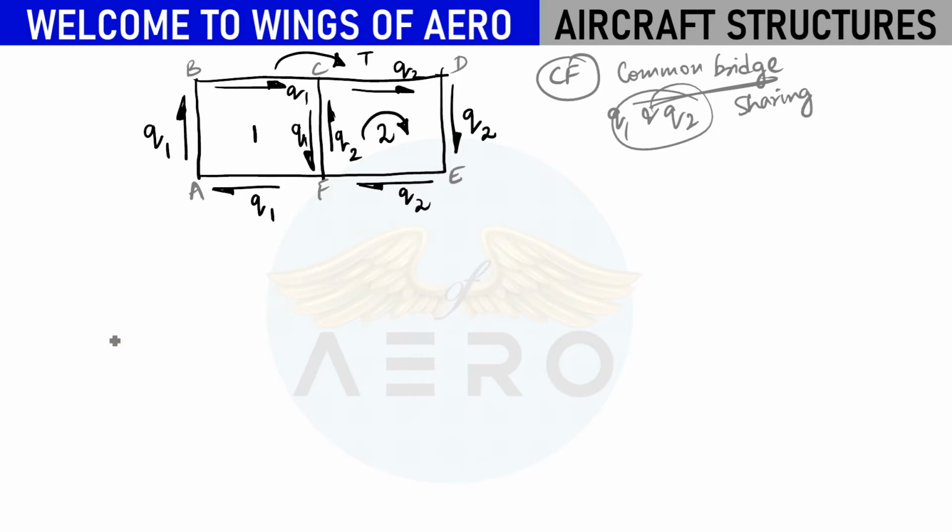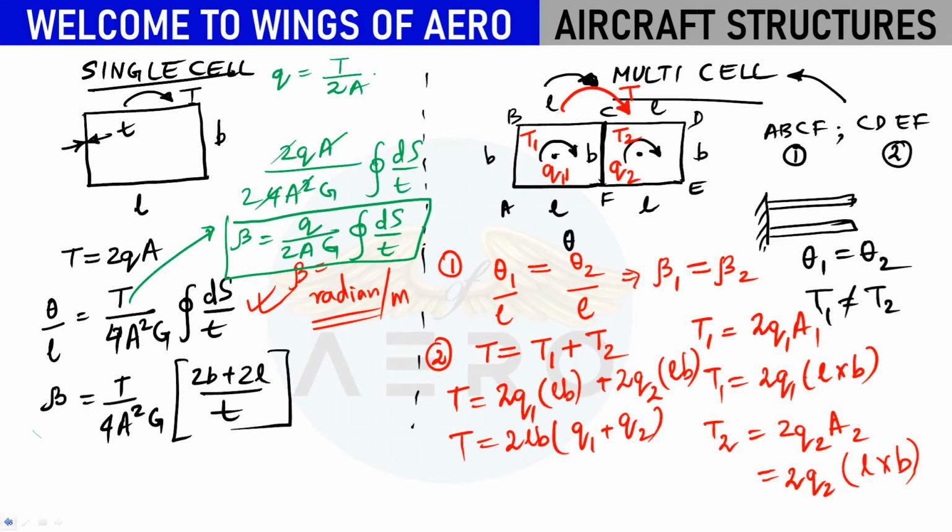Now the main motive is what to do with these facts. As I've said, since it is multi-cell, when there is a torque, theta 1 per unit length is going to be the same as theta 2 per unit length. That is nothing but beta 1 equal to beta 2. Now recalling what beta 1 is, there is a formula. Let's go back and see: T by 4A squared G. Here we will take it in terms of shear flow, so we can change to shear flow. Let's utilize this formula.